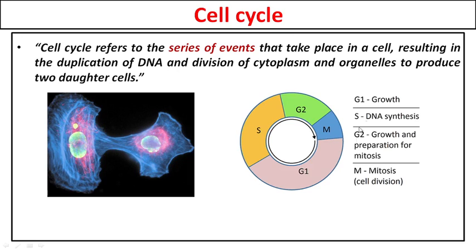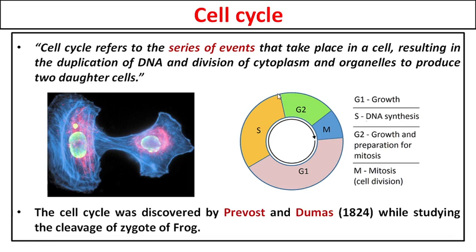It is mostly divided in different phases, as we shall see, and you will see it in this cyclic form, which means that it keeps on repeating itself, right? So it is always in a cyclic form, never in a linear form. The cell cycle was discovered by Prevost and Dumas. And they were studying the zygote of frog. While studying the zygote of frog, they came to know about the cell cycle.